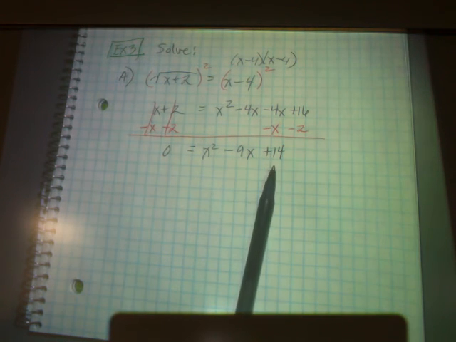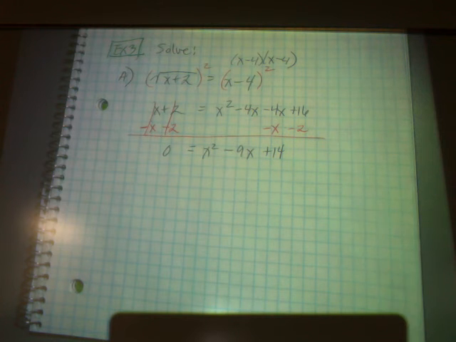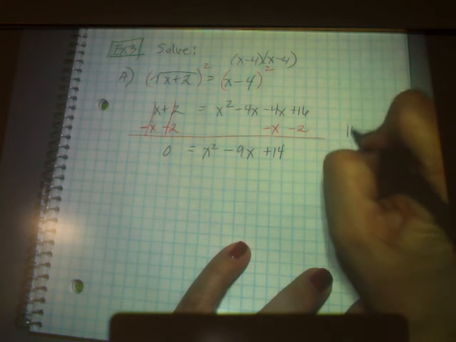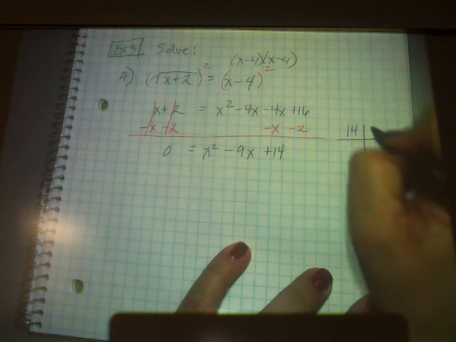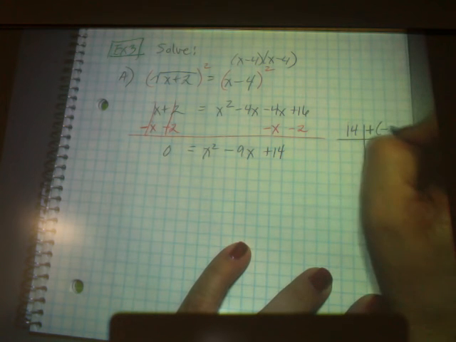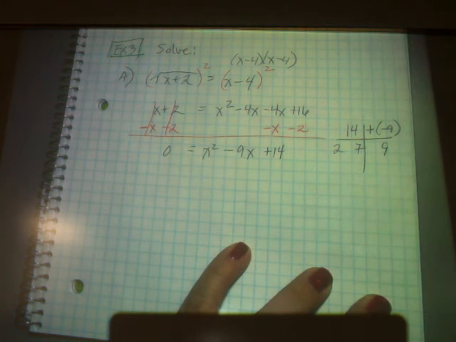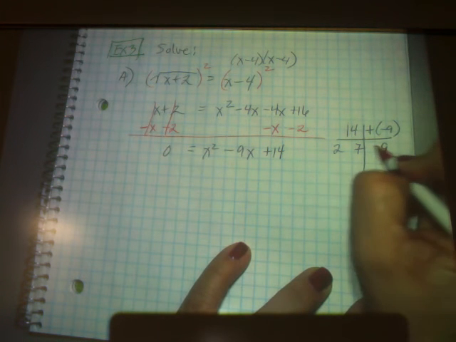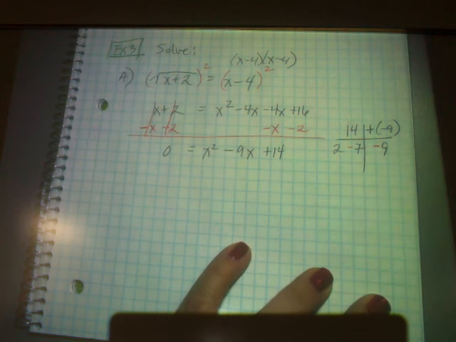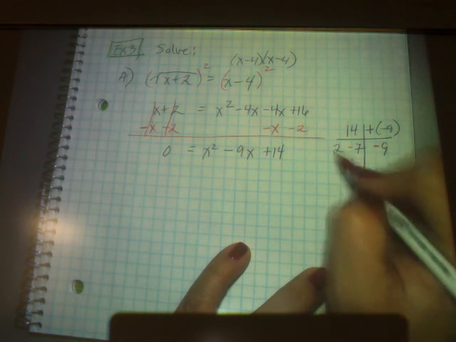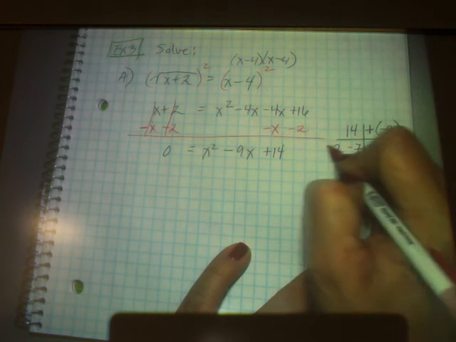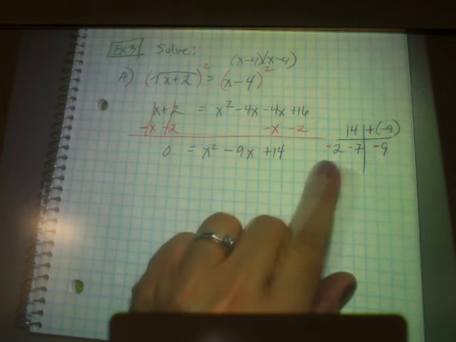Are there any factors of 14 that add to give you 9? Yeah. So I want a negative 9. So I've got a 2 and a 7 that add to give me 9. My 9 is negative, so the bigger of the 2 is negative. What's the 2 have to be? Better be negative also, right? They have to add to keep the sign.